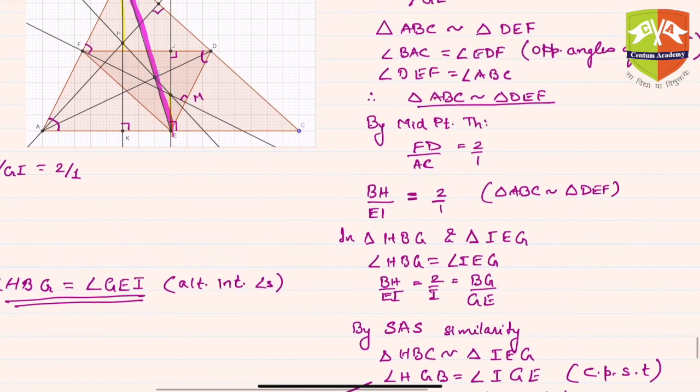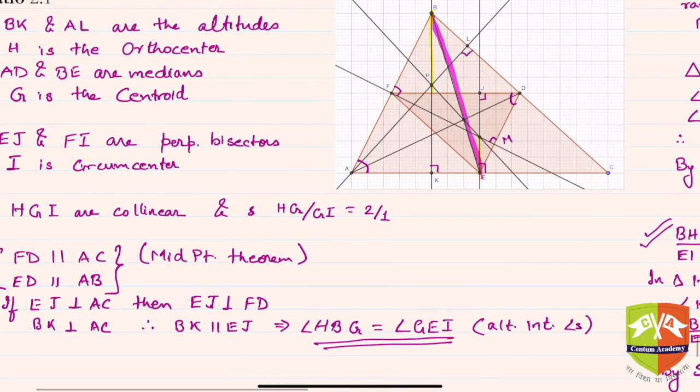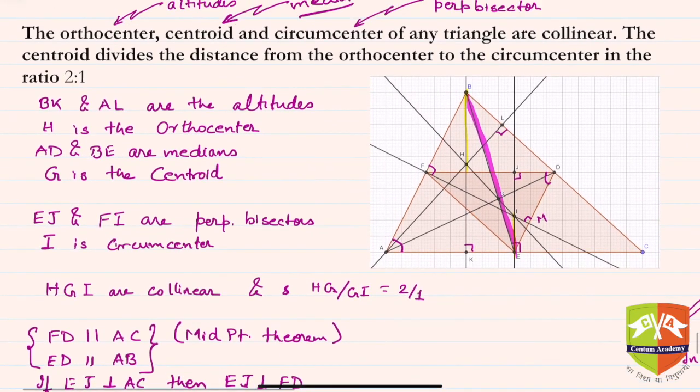I know some of you would be kind of puzzled when we did this, but I'm telling you, we'll put another video which explains that corresponding parts of similar triangles are always proportional to its sides. But otherwise, I think you would have understood the theorem. Just to reiterate, the orthocenter, centroid and circumcenter of any triangle are collinear, and the centroid divides the distance from the orthocenter to the circumcenter in the ratio 2 is to 1. I hope you liked this session.